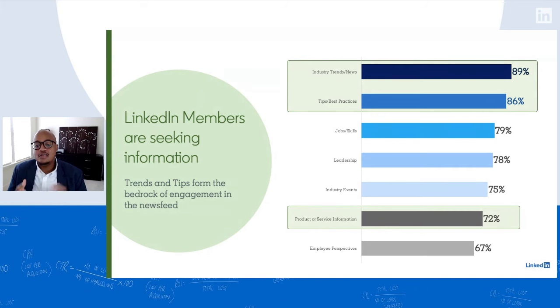But what I like to highlight on this slide is that if you look at the bottom three here, industry events, product or service information, and employee perspectives, those are really things that are natural and native to LinkedIn as a platform that isn't really the same on other platforms. And so if you are in this space and want to be a leader in this space, whether it be industry events, or if you really are looking to make an announcement about your product, it should be happening in LinkedIn. Not only are people more receptive to it on this platform, it's what this platform is good at.